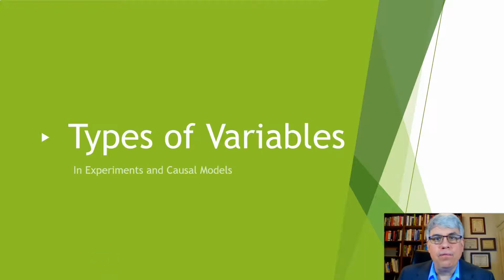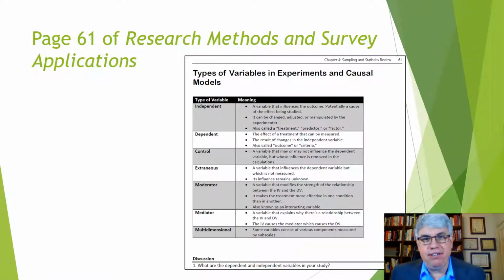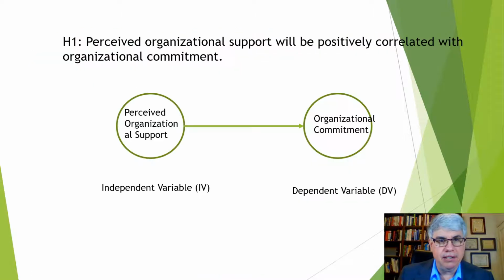Let's look at an overview of the types of variables that we can encounter when we're doing research. Now, this is coming from page 61 of the textbook Research Methods and Survey Applications. So if you have the textbook, you can take notes in there. But the layout of this PowerPoint is going to be a little different.